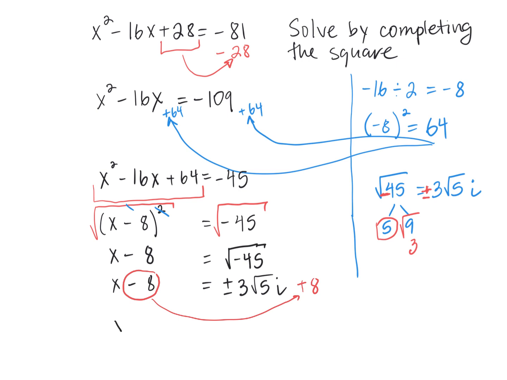So here is my answer. X equals plus or minus 3 square root of 5i plus 8. This answer is just fine. Some questions may ask to write two separate answers. In this case, we just write one with a positive 3 square root of 5i plus 8, and another one with a negative 3 square root of 5i plus 8.